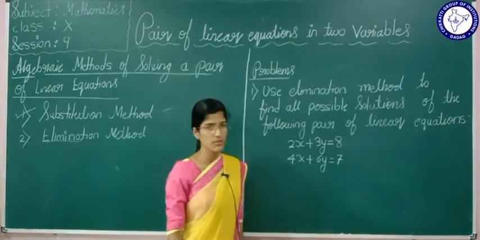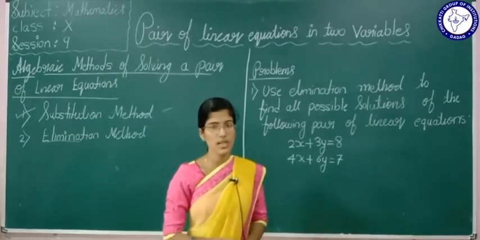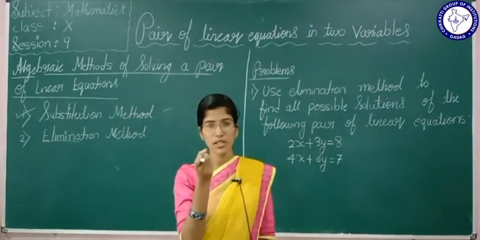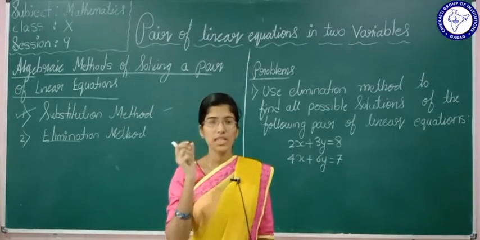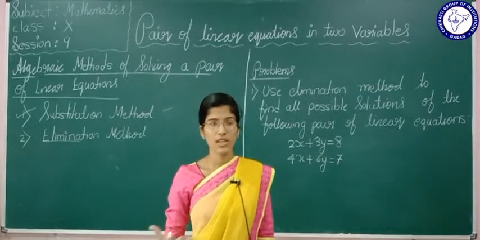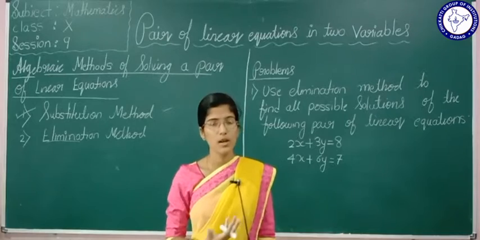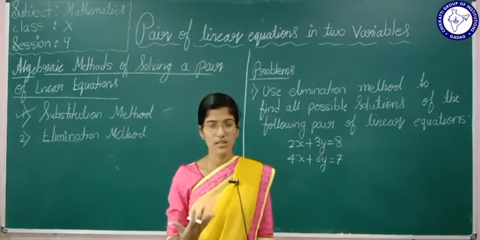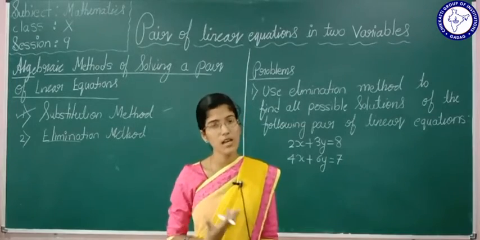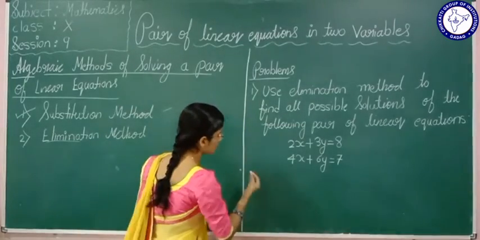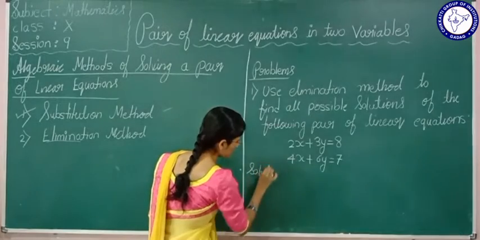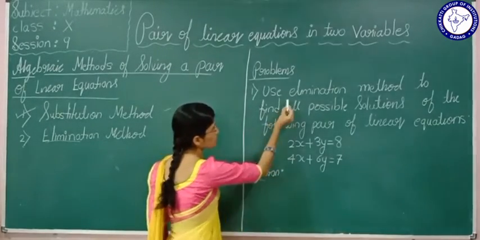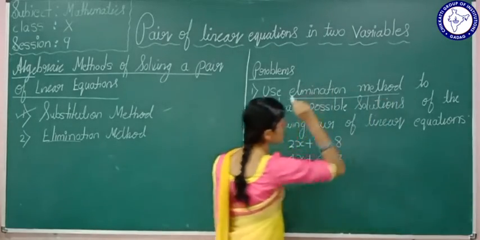See here students, I have not told you any steps here, right? I just told you that elimination method means we eliminate some variable and find the solution of this pair of linear equations. We will see the steps directly by taking the problem. Now see the solution. We have to see the question properly, it is by the elimination method.